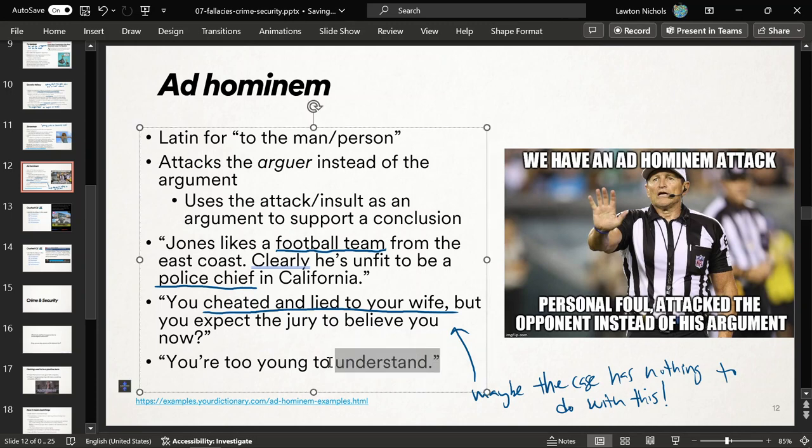And then here's another one that I'm sure you've heard your parents say at least once. Like, you're too young to understand, rather than telling you what you asked for, trying to argue against you. You're too young to understand. That is an ad hominem attack. You're attacking the person rather than whatever is the discussion. You're not giving an argument, really. You're attacking them rather than actually giving a real argument. Any questions about that one?